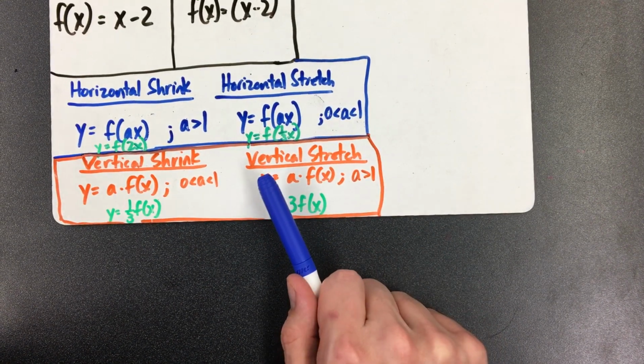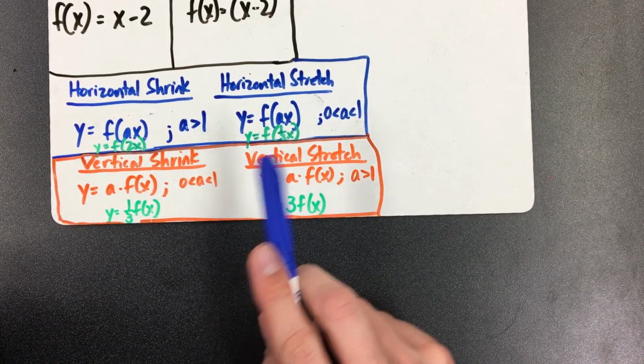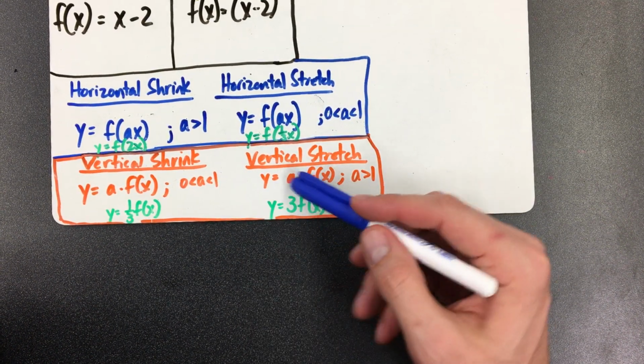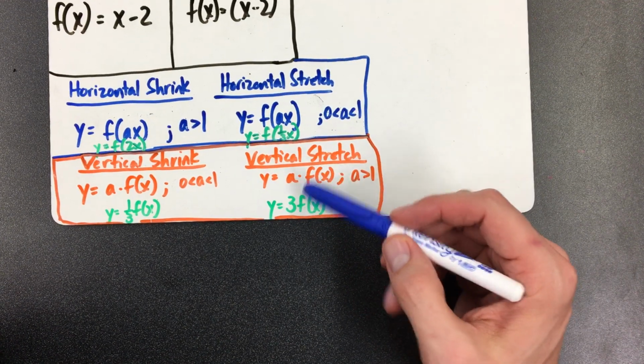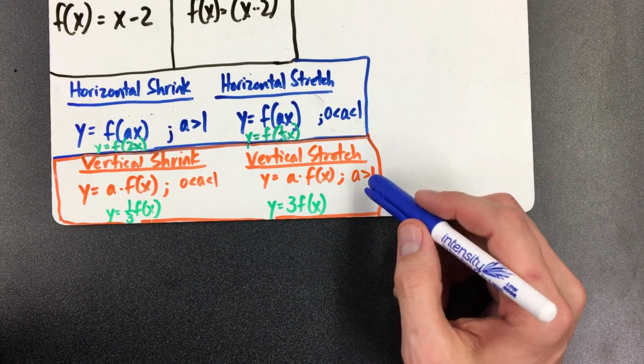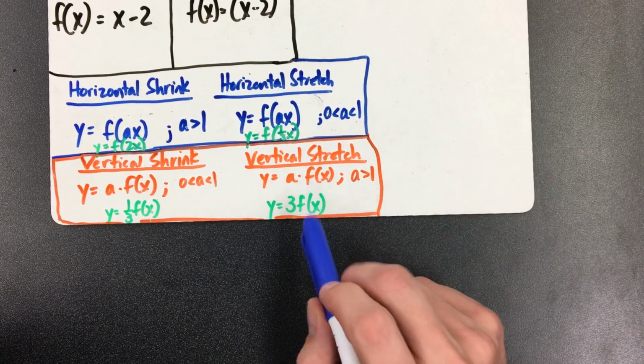And then the other vertical one is a vertical stretch. This is my favorite one. This one happens the most often, I think. You'll have the number in the letter A location out in front, like we do right here. It's going to be multiplied by the f of x, and the number is bigger than 1. That's going to be a vertical stretch.